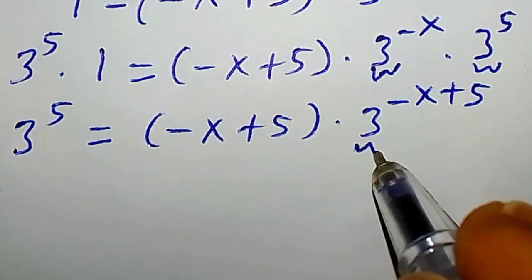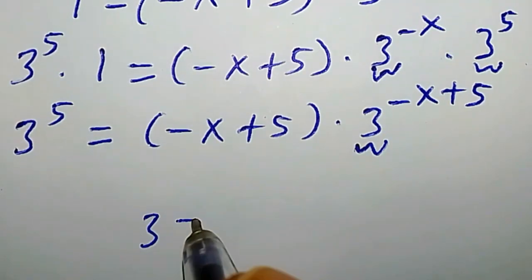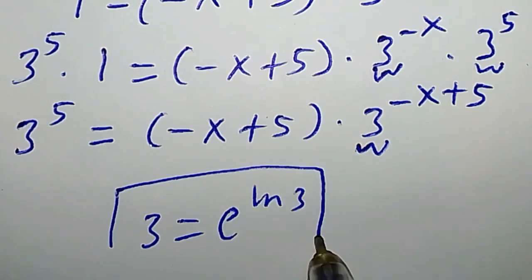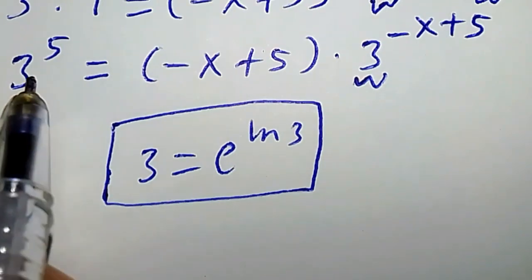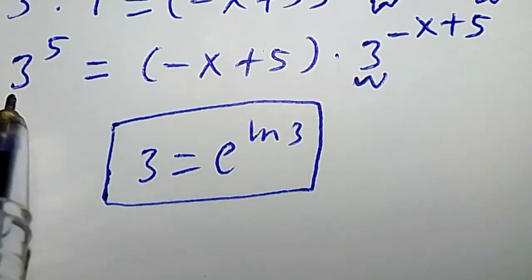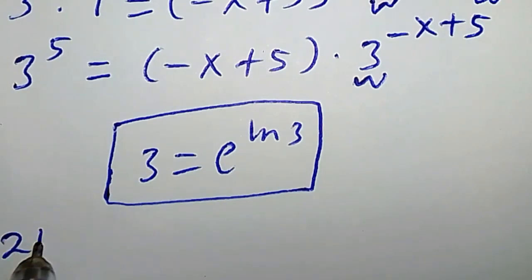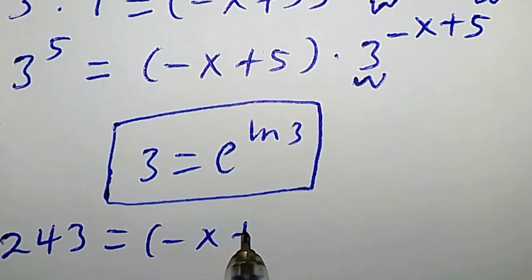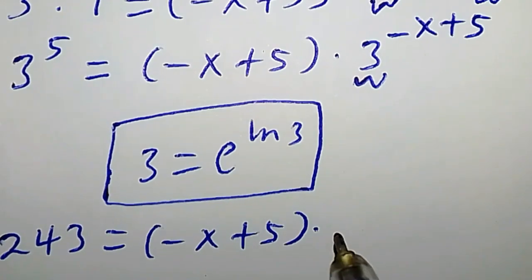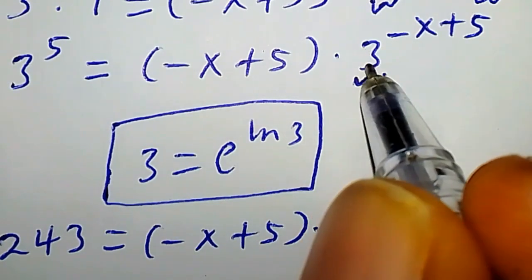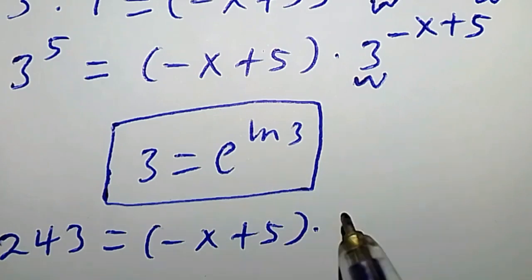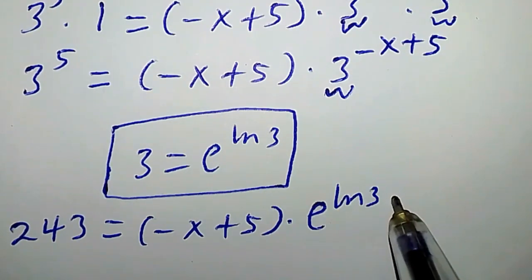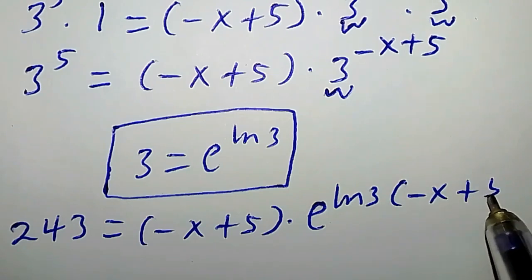Don't forget that we can rewrite 3 as e to the power of ln 3. You should remember this. That means from here we are going to have, what is 3 to the power of 5? That is 243 equal to minus x plus 5 times, we will now replace this particular 3 with e to the power of ln 3. So we have e to the power of ln 3 times minus x plus 5.